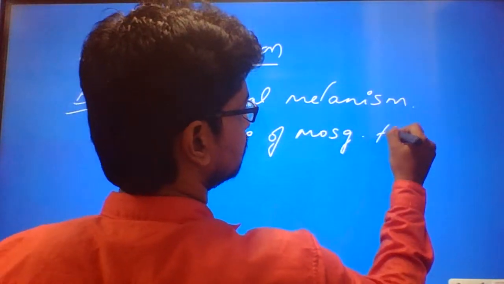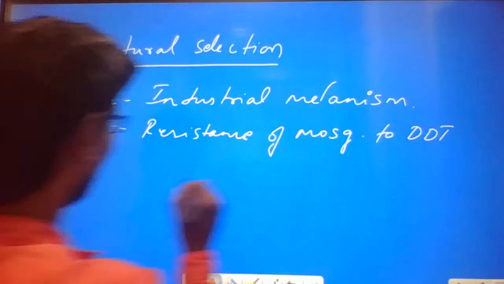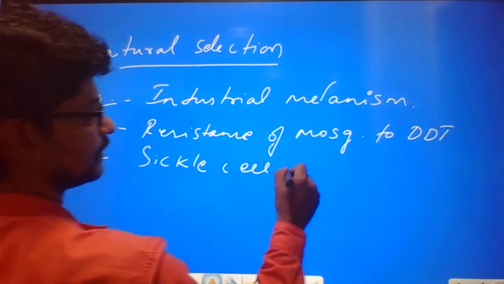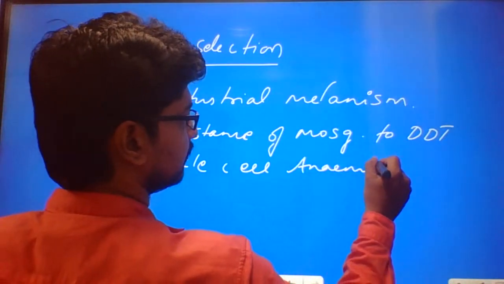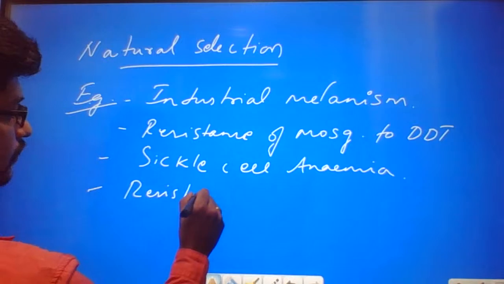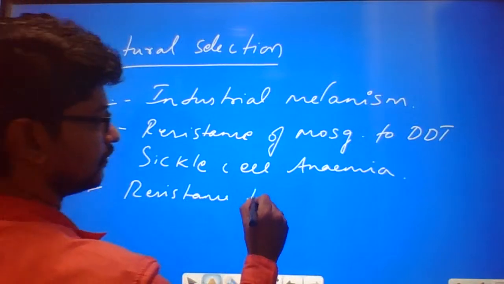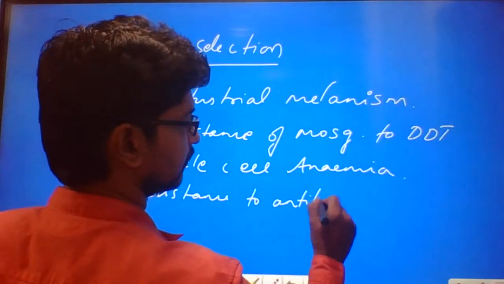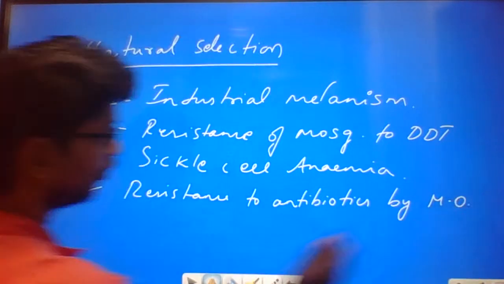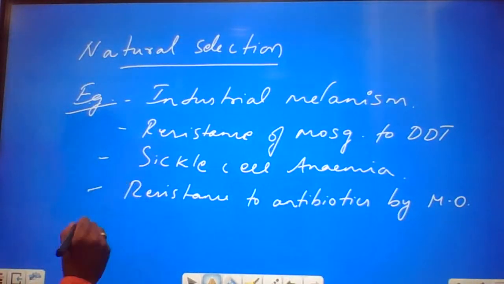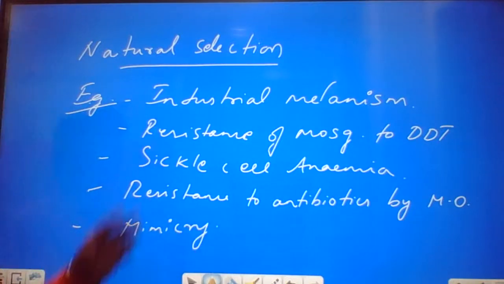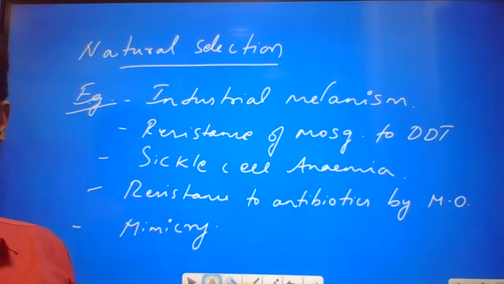Resistance of mosquitoes to DDT. These are the very common examples. And sickle cell anemia, resistance to microbes, resistance to antibiotics by microorganisms, and we have something called mimicry also. Okay, these are the common examples, the live examples that we can point out.